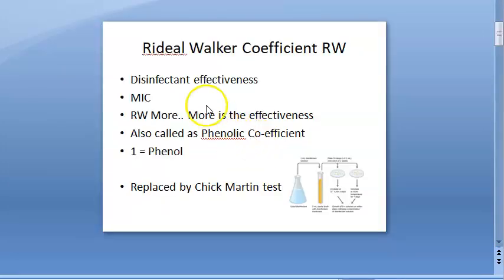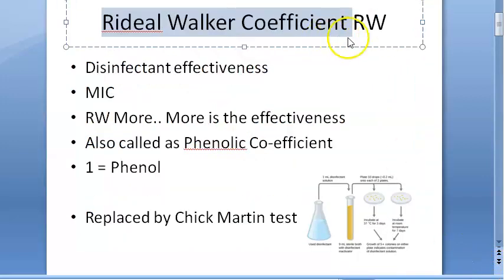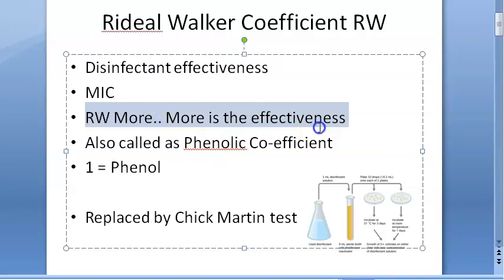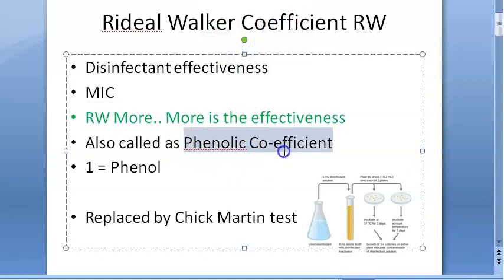Guys, for disinfection, there is one criterion you should know that is called the Rideal-Walker coefficient, RW. Basically, it measures the effectiveness of the disinfectant, okay. So if the Rideal-Walker coefficient is more, that means more is the effectiveness, which is really good, right? That's great. So this is also called the phenol coefficient. So one is for phenol. Okay. How do you do this? Actually, now it is replaced with the Chick-Martin test, they are saying. So this one is an old concept.